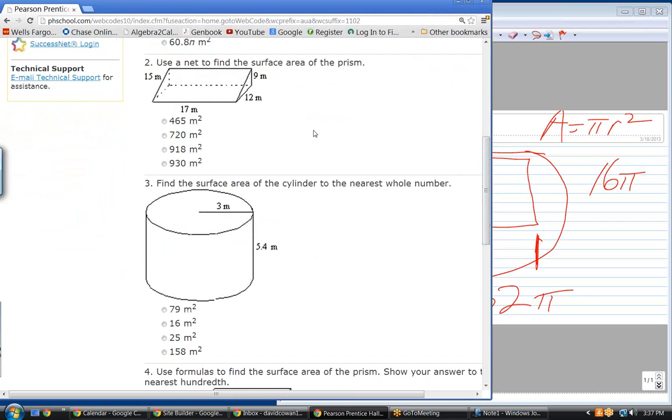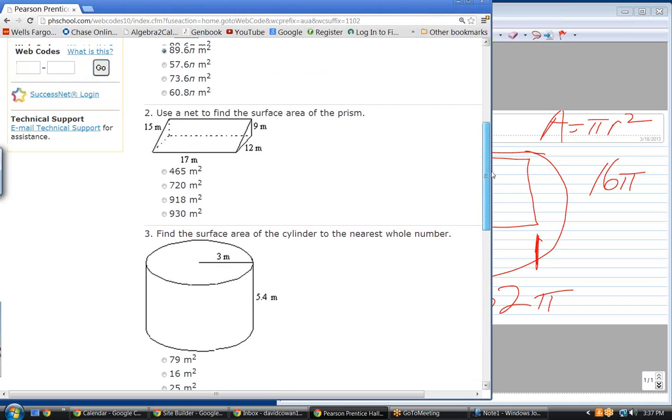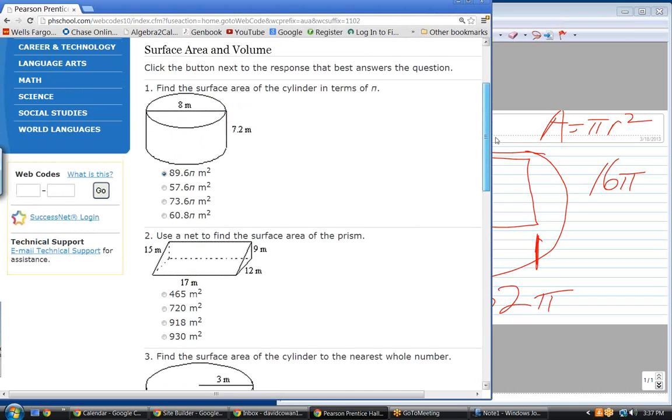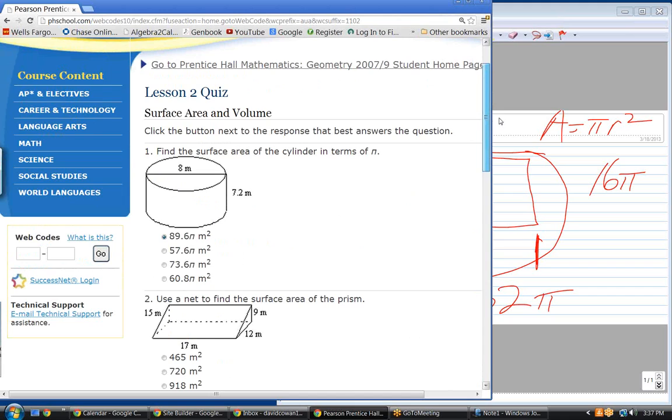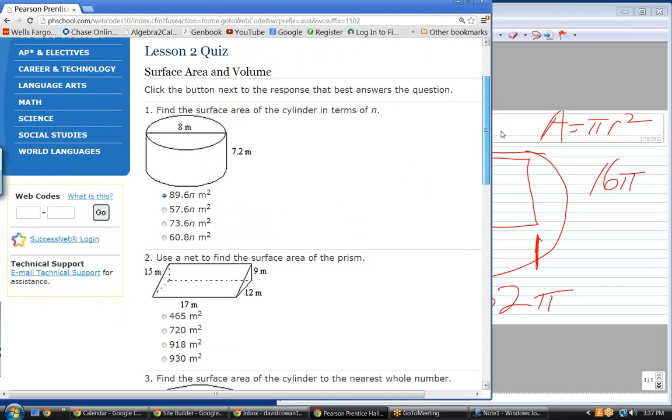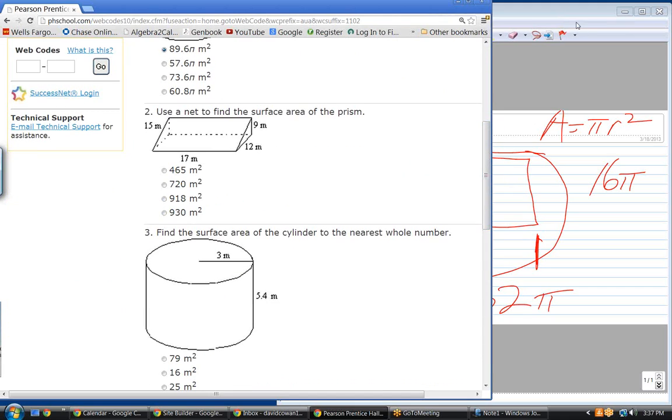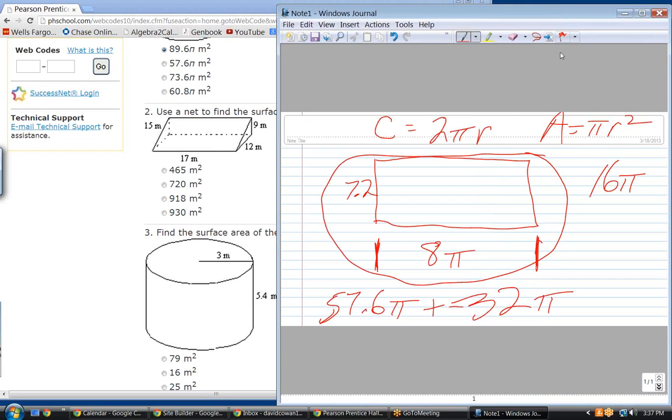Use a net to find the surface area of the prism. Kind of a net. A butterfly net? I have no idea. Use a net. Did I miss something here in the terminology? All right. We can find the area of this prism. I'm not sure what they mean by using a net.